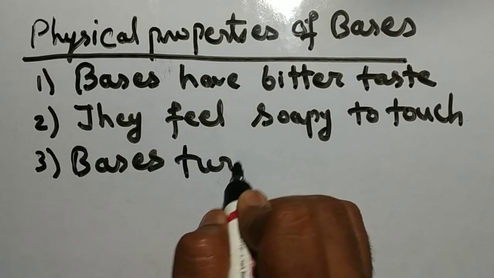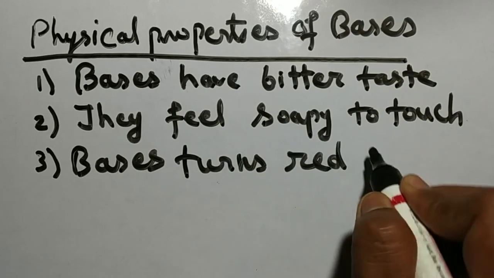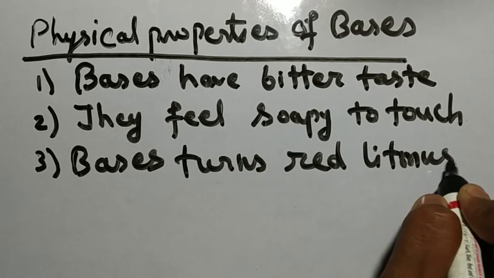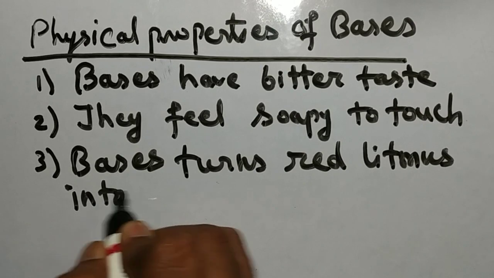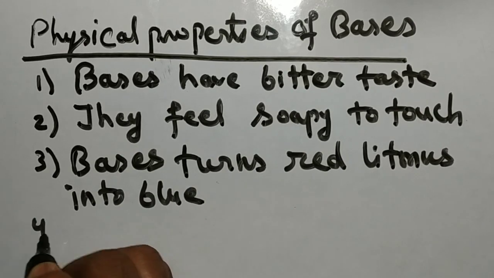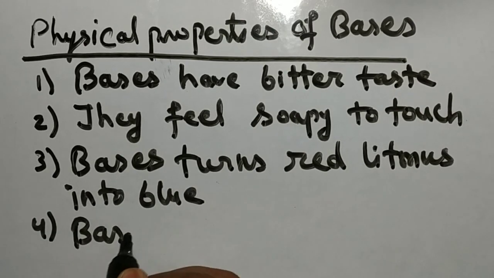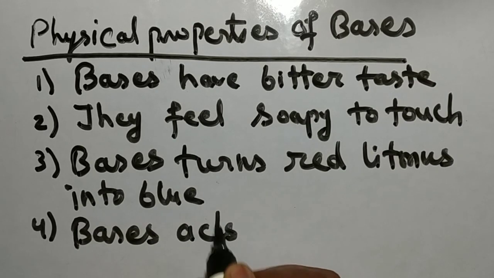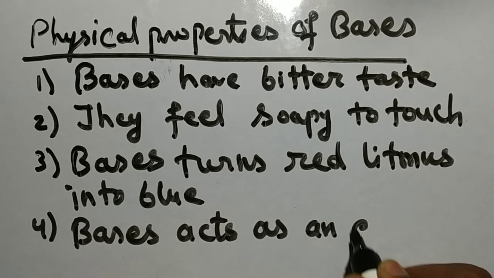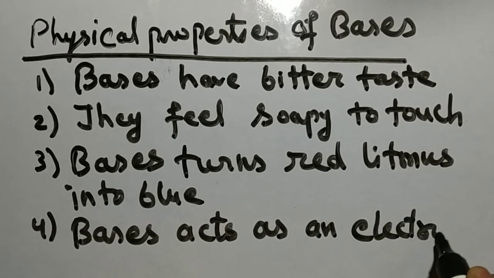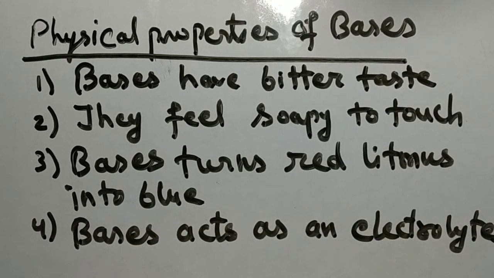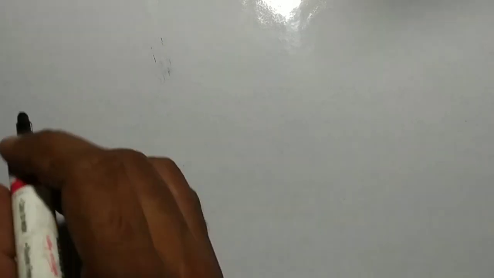Moving to the next one, the bases turn red litmus into blue. And the last one, the bases act as electrolytes. So these are a few physical properties of the bases. Note it down. Now we will talk about the chemical properties of the bases.